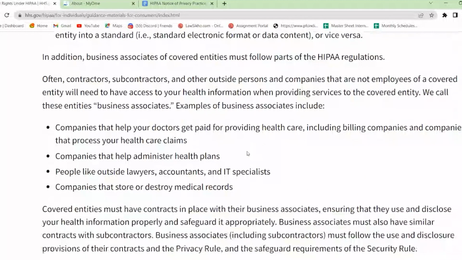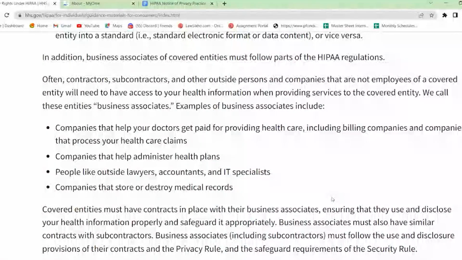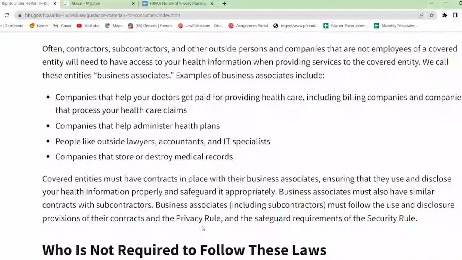Right? Now, examples of these are what? Companies that help your doctors get paid for providing healthcare, including billing entities and entities that process your healthcare claims also. Now, then outside lawyers, accountants, IT specialists also, and companies that store or destroy medical records.